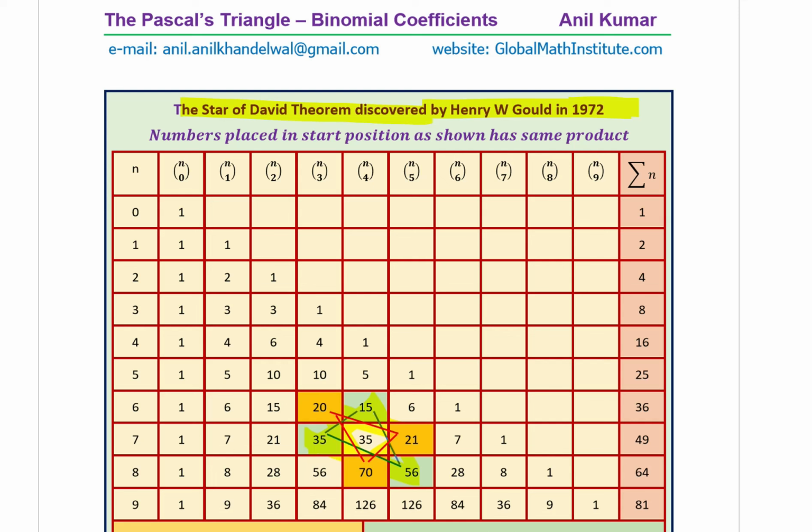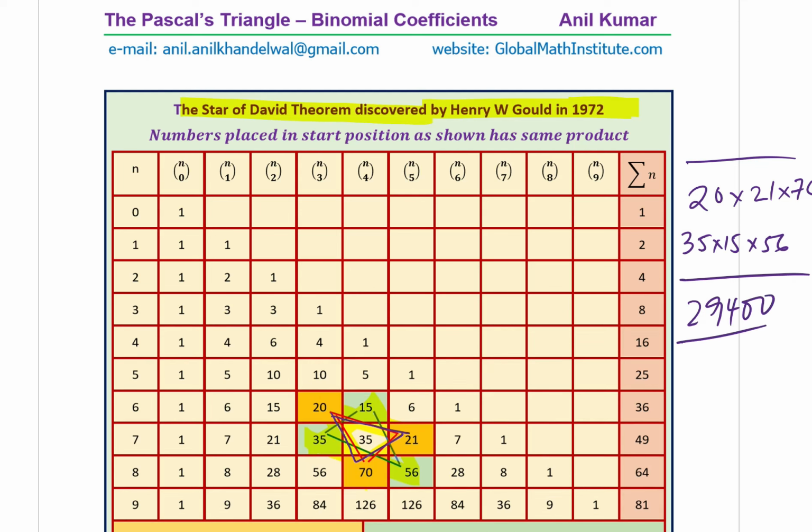So what we're trying to say here is that the product of 20 times 21 times 70, which is in this star as shown here, is the same as 35 times 15 times 56. So from this position we find that they are exactly the same. You can use the calculator to calculate the value. The value comes out to be 29,400, correct? So for both we get the product as 29,400, and that's a very important property.